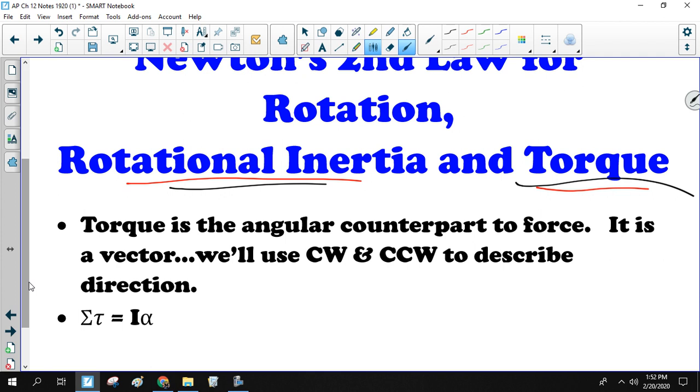Torque is the angular counterpart to force. It's a vector. We'll use clockwise and counterclockwise to describe the direction. And then the result, which is Newton's second law for rotation, says that the net torque acting on an object, notice it's a vector, is equal to the rotational inertia multiplied by the angular acceleration, also a vector. Okay. And so we'll just learn how to apply that.